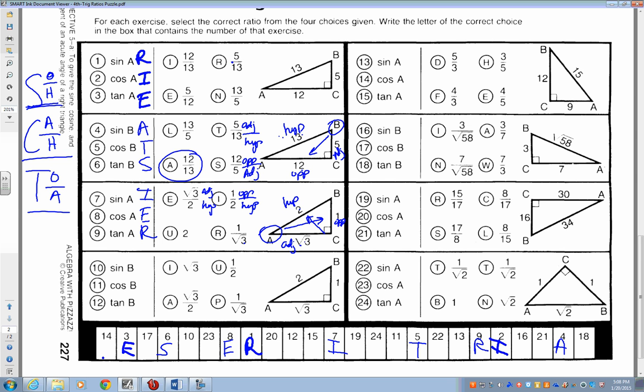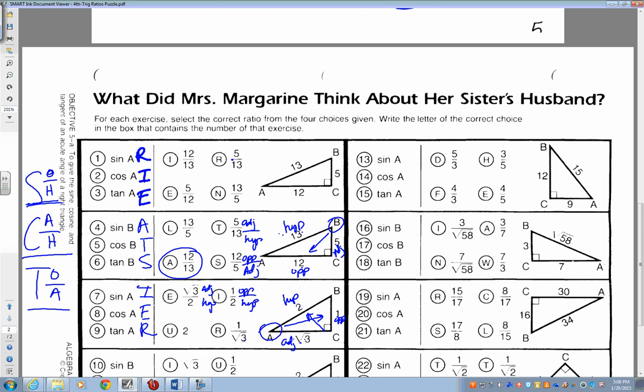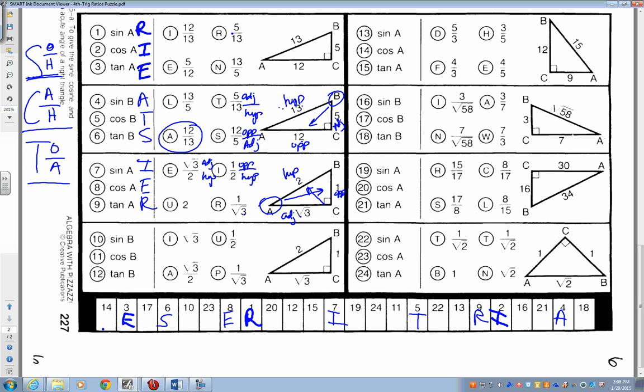At the end, a phrase should come out, and it goes with the title of the worksheet. It says, what did Mrs. Margarine think about her sister's husband? So hopefully that's a little clue that it makes sense and is written out correctly.